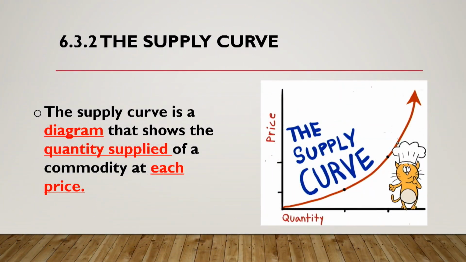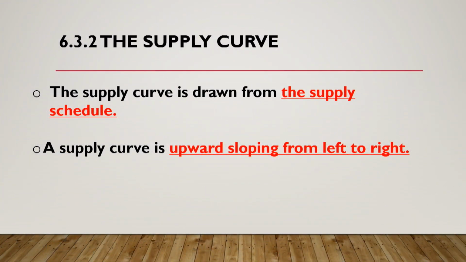The supply curve. The supply curve is a diagram that shows the quantity supplied of a commodity at each price. The supply curve is drawn from the supply schedule. A supply curve is upward sloping from left to right.